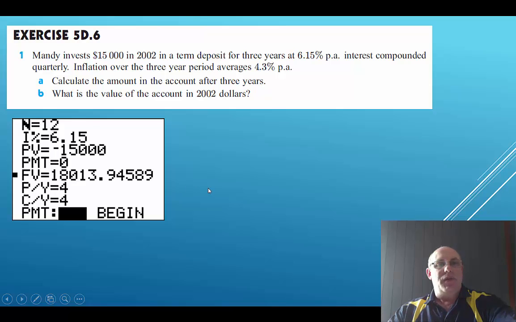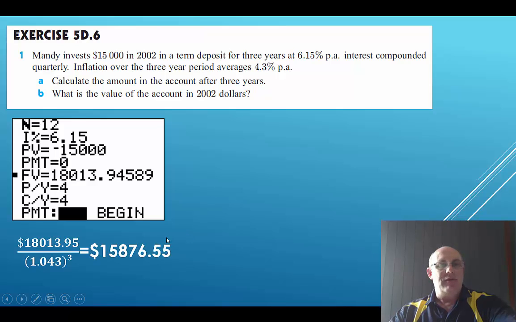Now, to work out what that equates to in 2002 dollars, we take that value divided by 1.043 to the power of 3, because it's 3 years. So that means in equivalent 2002 dollars, that's really worth $15,876.55.